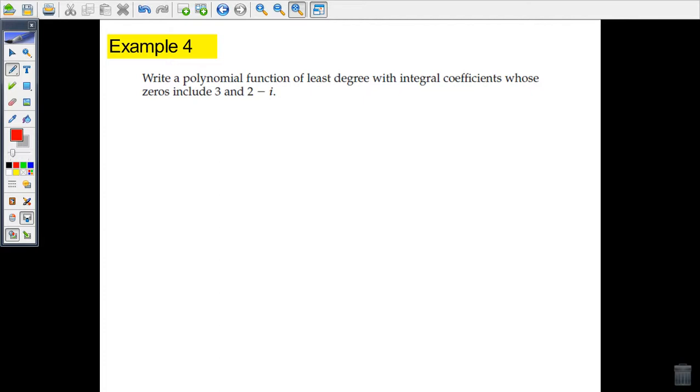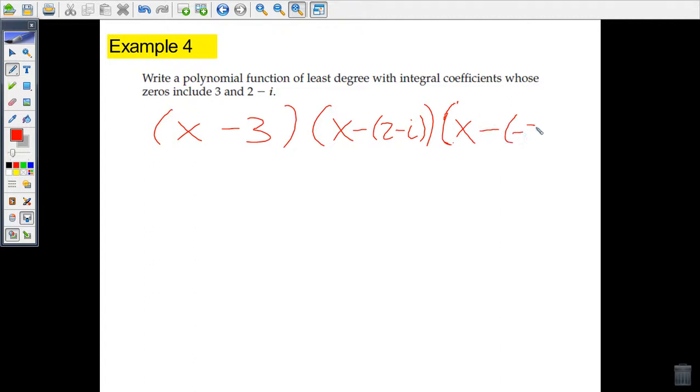So if 3 is a 0, what is a factor? x minus 3. Okay, now here's where it gets tricky. If 2 minus i is a factor, then I could say, okay, this is x minus 2 minus i. What else is a factor? Remember, what did I tell you about these complex roots? They come in pairs. So if 2 minus i is a factor, what else is a factor? Negative 2 plus i. So this would be x minus negative 2 plus i.